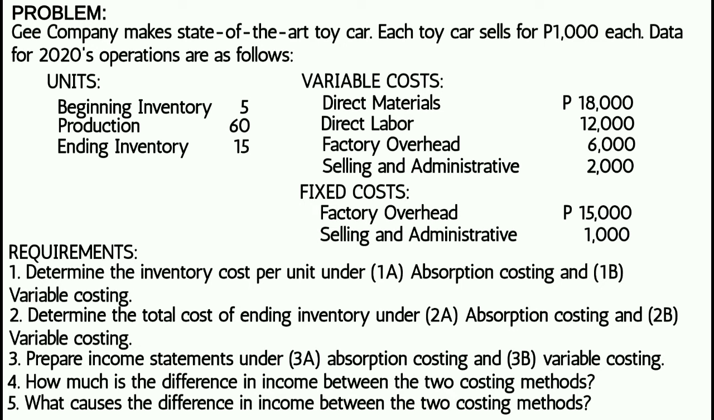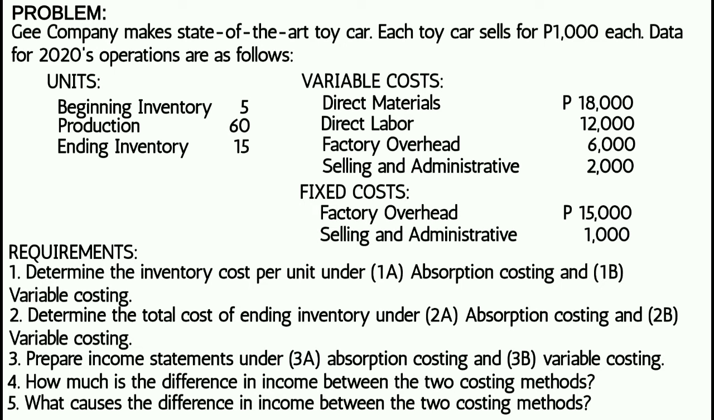Variable costs, direct materials, 18,000 pesos. Direct labor, 12,000 pesos. Factory overhead, 6,000 pesos. Selling and administrative, 2,000 pesos. Fixed costs, factory overhead, 15,000 pesos. Selling and administrative, 1,000 pesos. Requirements.